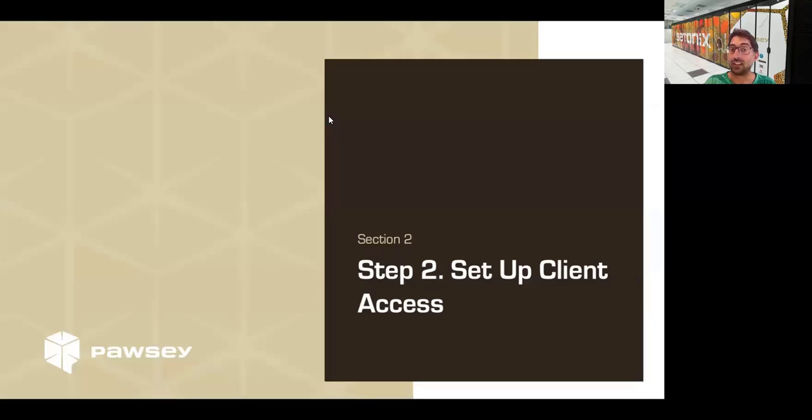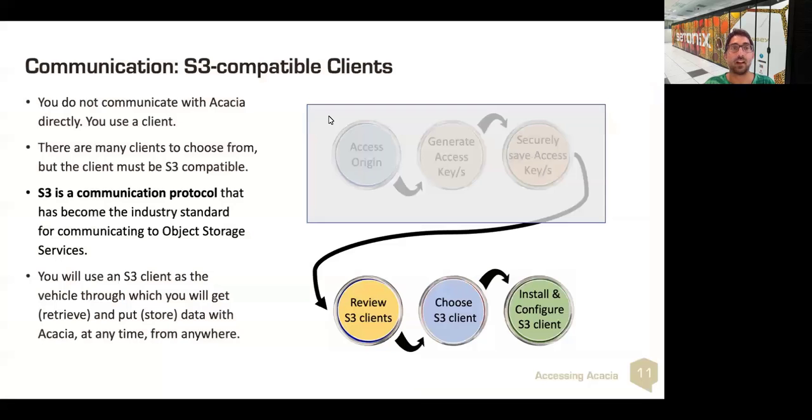Now that you've got keys, you want to actually make use of them. So this is to set up the client access to the Acacia storage system. Communication is done through S3 compatible clients, right? There are a few of them, and there are also some clients that provide S3 interfaces but are not designed necessarily for pure S3 access. You do not communicate directly with Acacia, so it's not like a file system in which you can directly put stuff through commands like SCP. Typically you use clients.